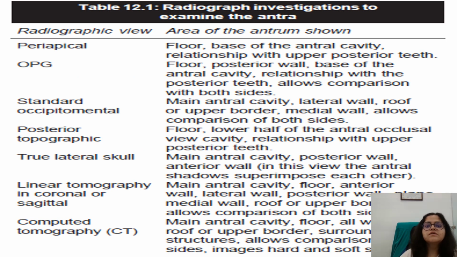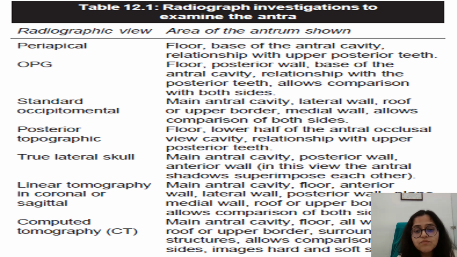If we talk about the periapical region, like the area of the antrum, then the floor and base of the antral cavity and its relation with the upper posterior teeth: OPG can show you the floor, posterior wall, base of the antral cavity, and relation with the posterior teeth, and allows comparison of both sides. The standard occipitomental view will show you the main antral cavity, lateral wall, roof or upper border, and medial wall, and allows comparison of both sides. If we talk about the posterior topographic view, then it shows the floor, the lower half of the antral cavity, and its relation with the upper posterior teeth.